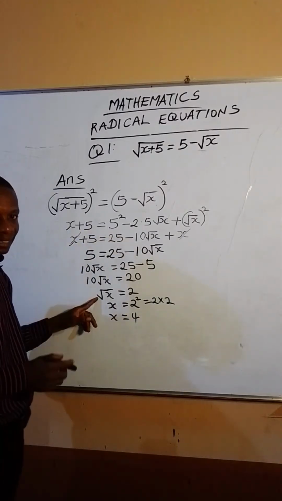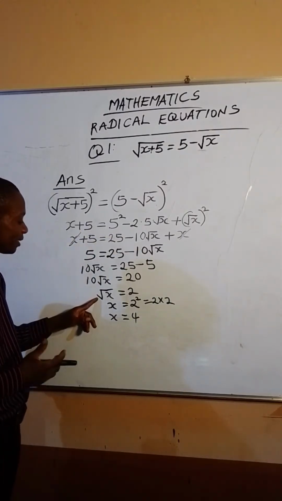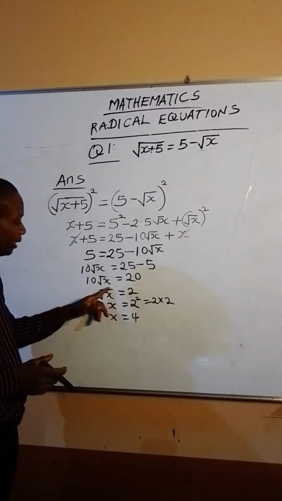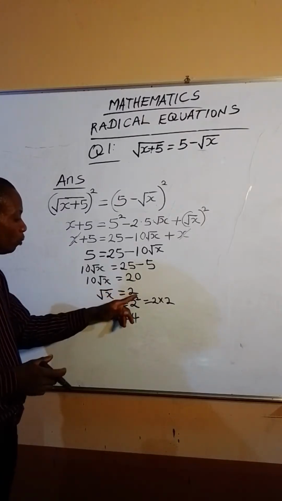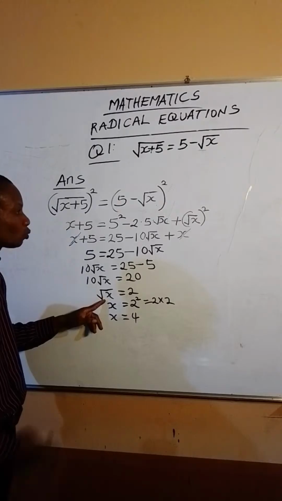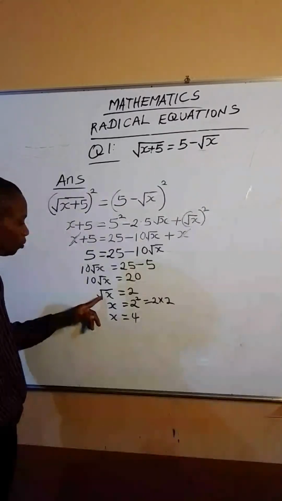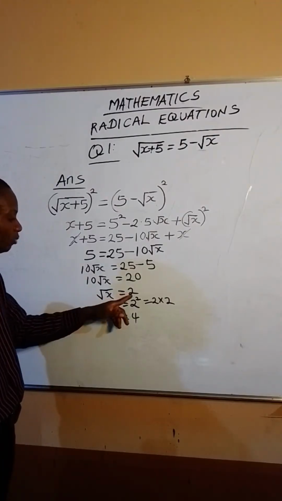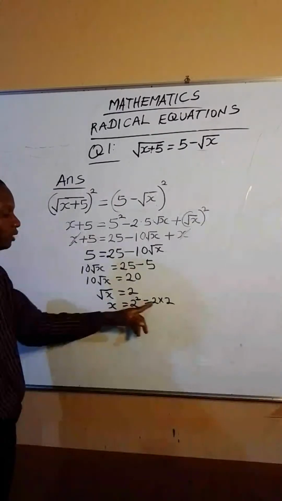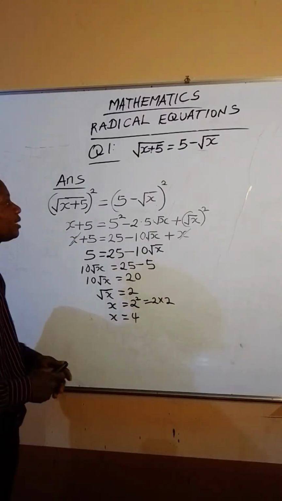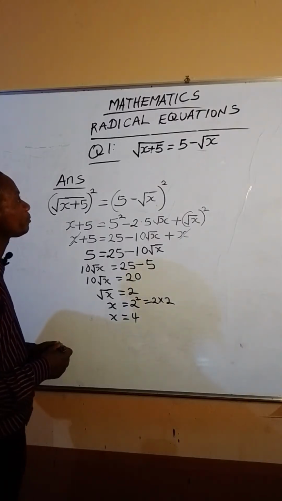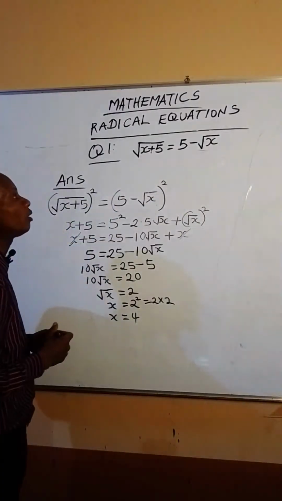Now, we are to find the value of x and not the root of x. So the only way to eliminate this root is to square both sides again. We keep squaring until all the radicals are gone. When we square root x, we get x. Then when we square 2, we get 2 times 2, which is 4. So this is the first question we are solving today, question number 1, where we are told to find the value of x.